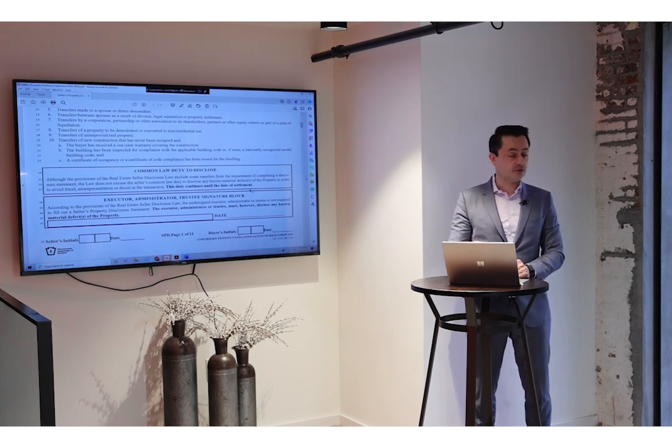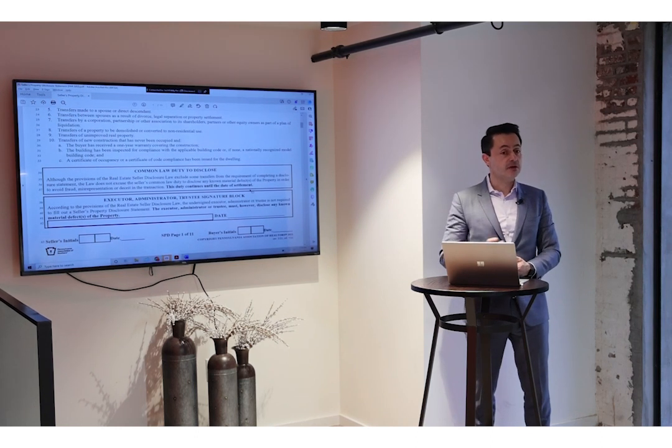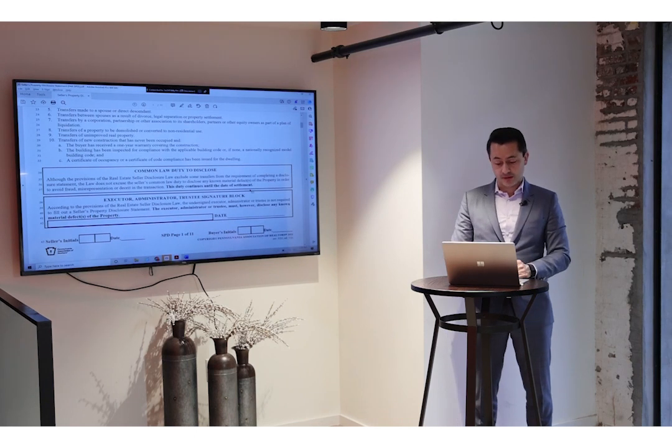So be careful. The fact that the seller is not obligated to provide a seller's disclosure does not prevent him or her from having to disclose any knowledge of any problems with the property. So you gotta be careful about this.